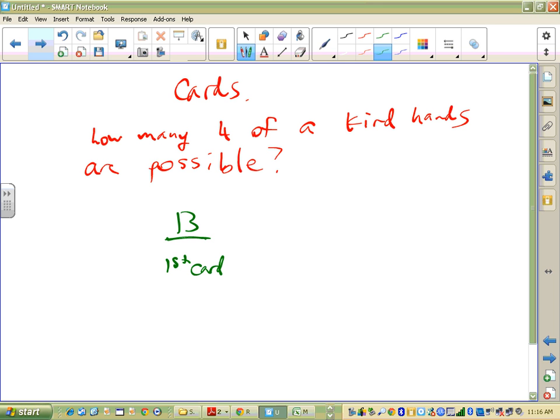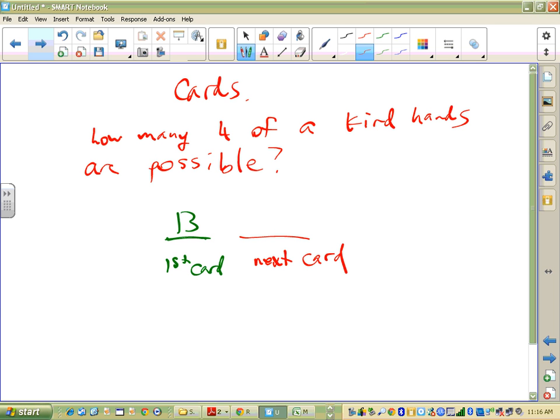Okay? Now, that's of a particular suit. So there's 13 cards in a particular suit. Then your next card. Remember, we're going to get 4 of a kind, so our next card is all going to be the same card. How many choices do we have then for that next card?